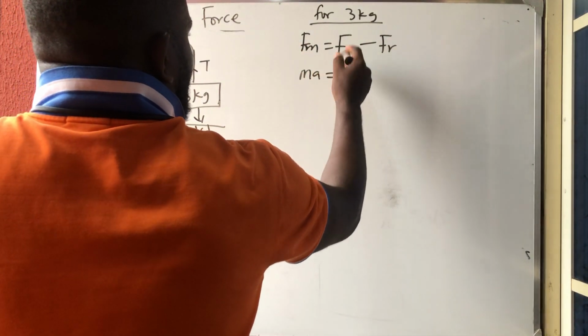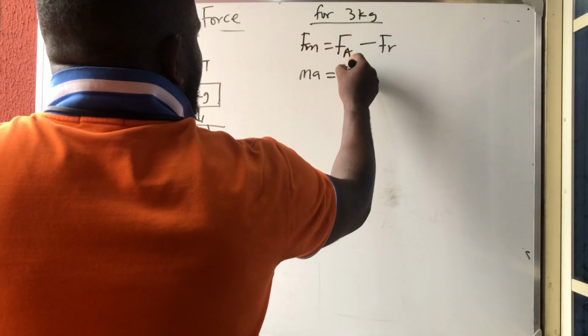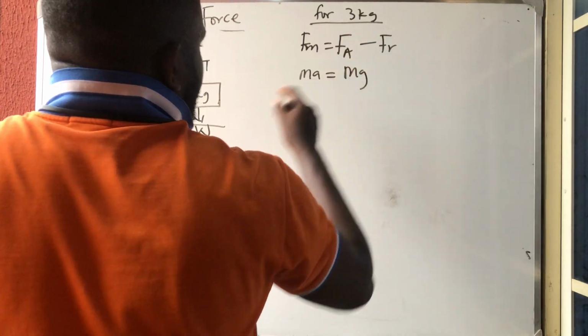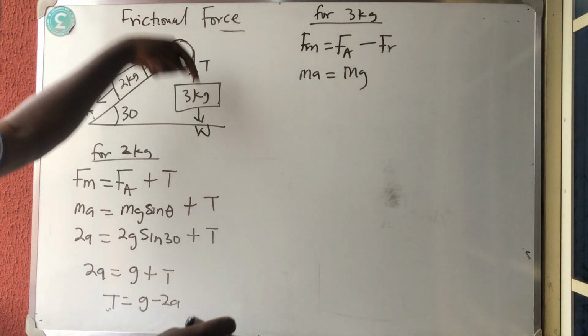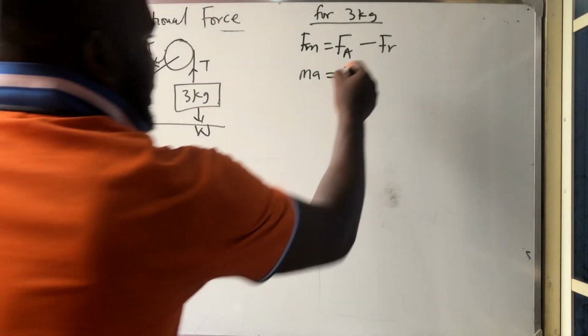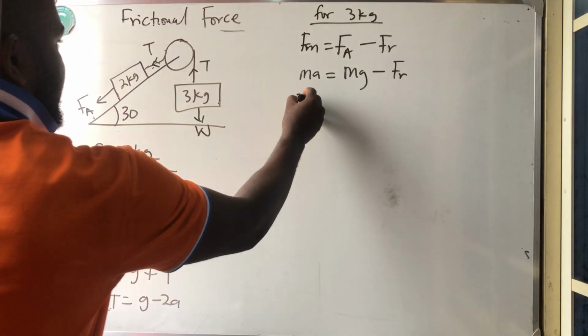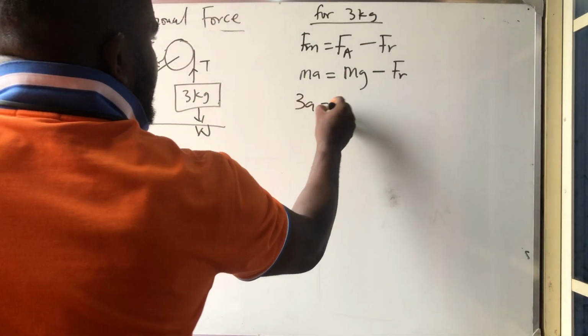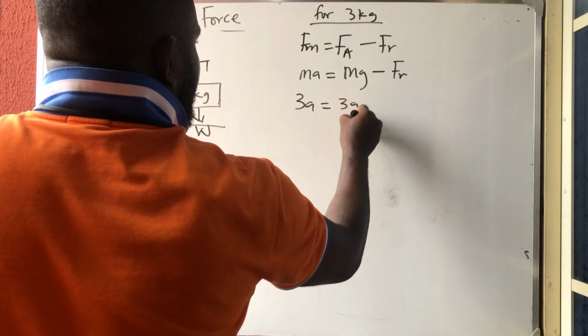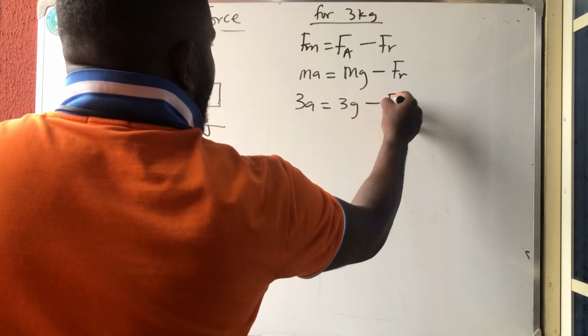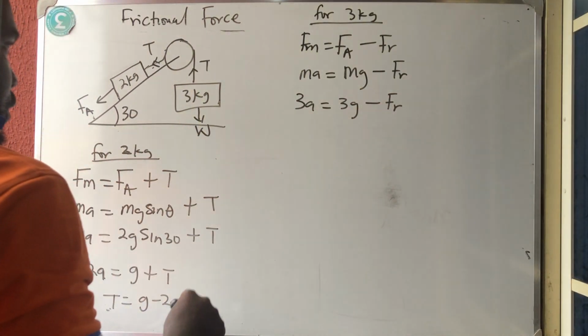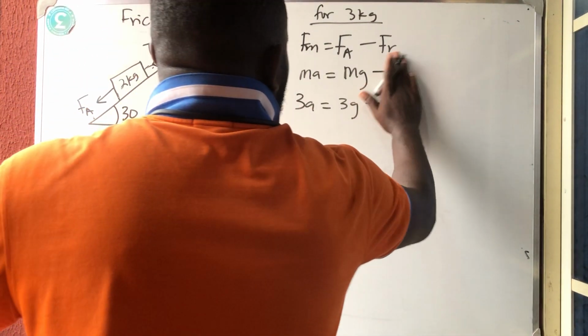MA is equal to what? This is the weight of the body, mg. This is the weight of the body. That is the applied force. It is pulling it down minus the frictional force. So I'm going to have that 3A is equal to what? 3G minus FR, or tension. Let me call it tension. This is the tension.